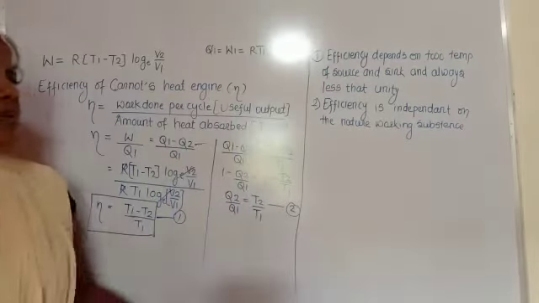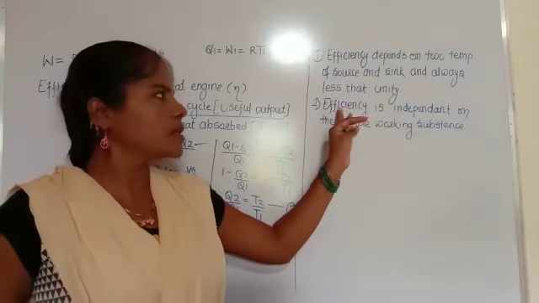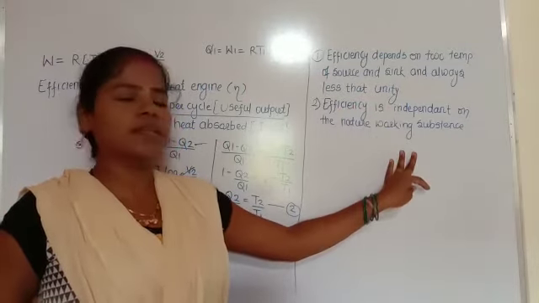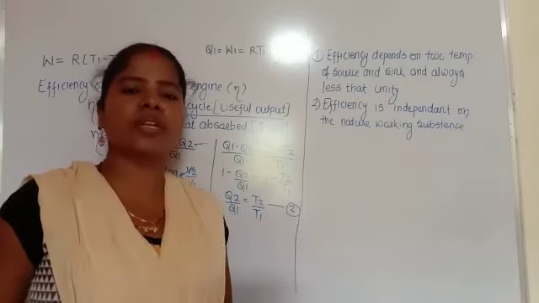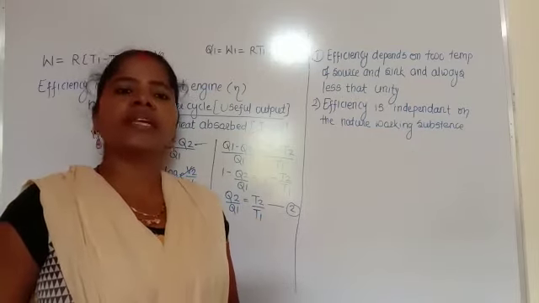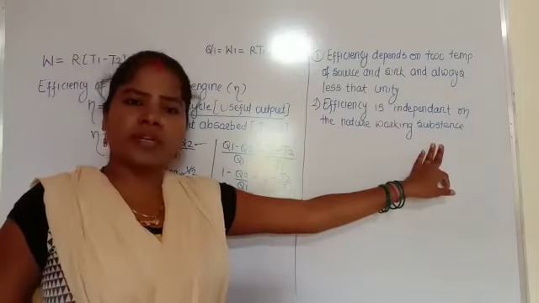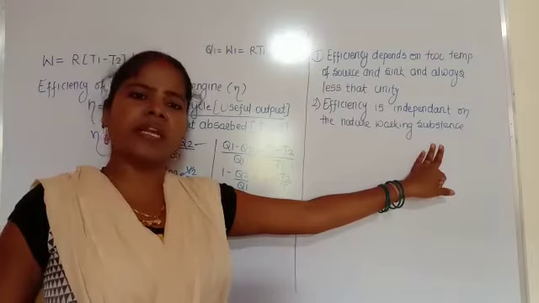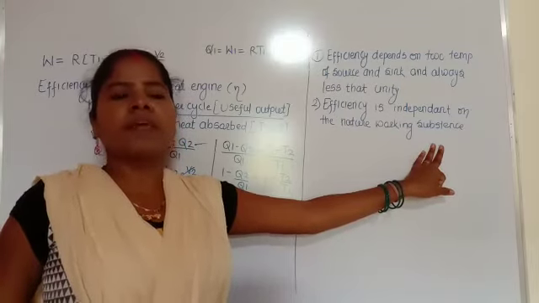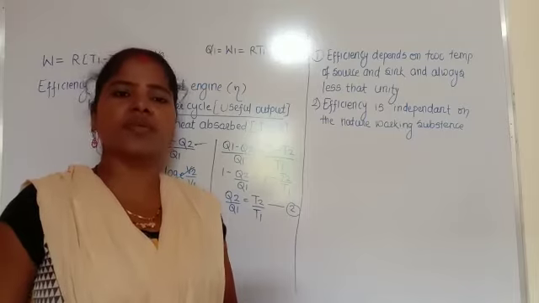Whatever the working substance used in the heat engine may be, the efficiency is not dependent on the nature of the working substance. For example, we can take a gas, a liquid, or a solid. There is no change for that. We may take different types of substance, a mixture of gases, a mixture of liquids, or a mixture of solids.